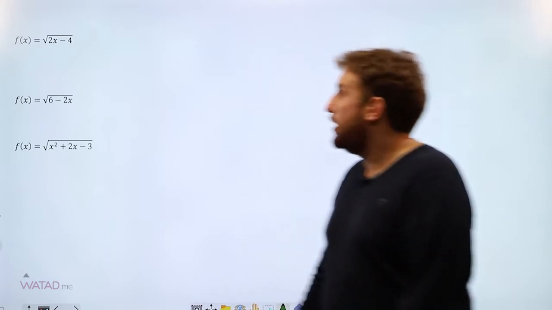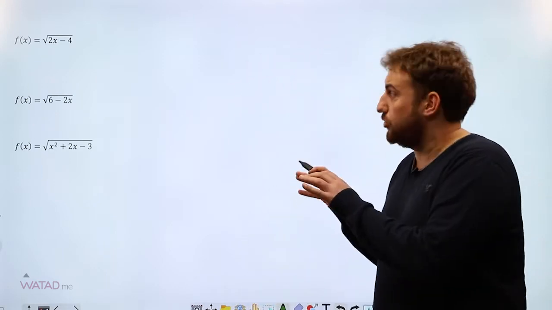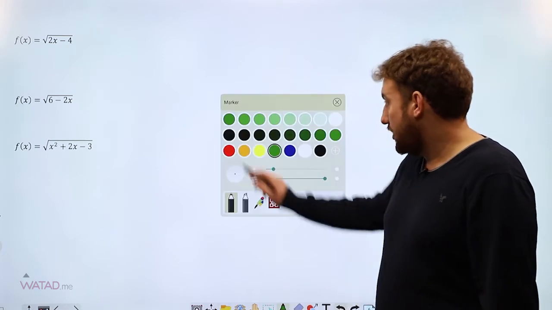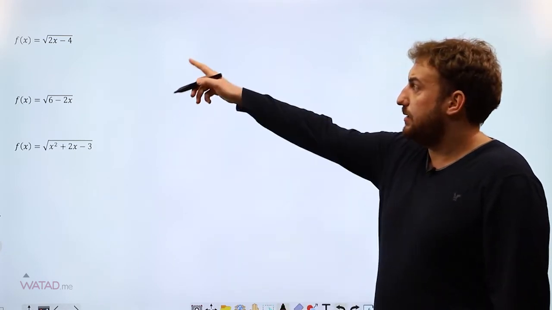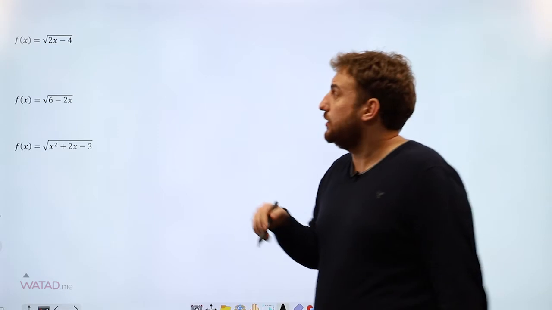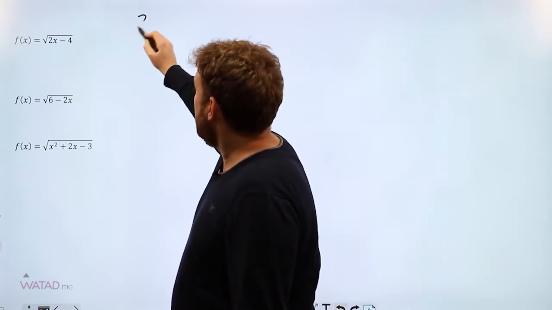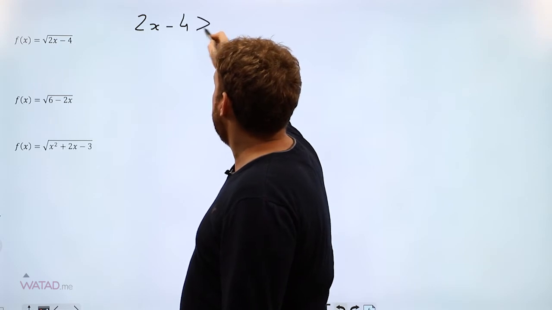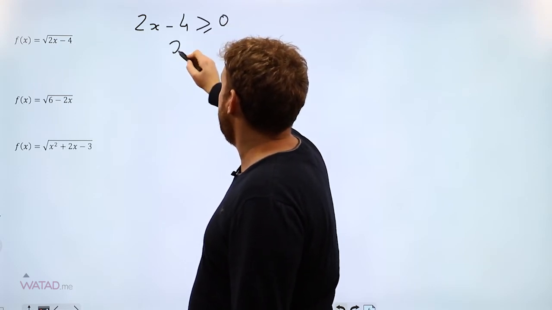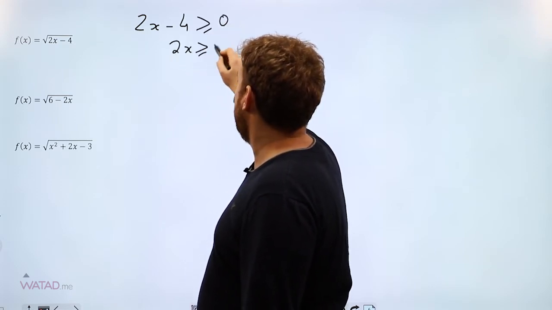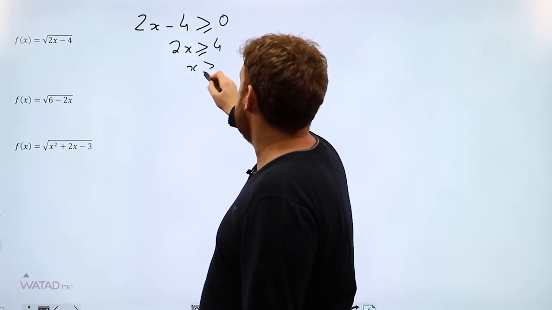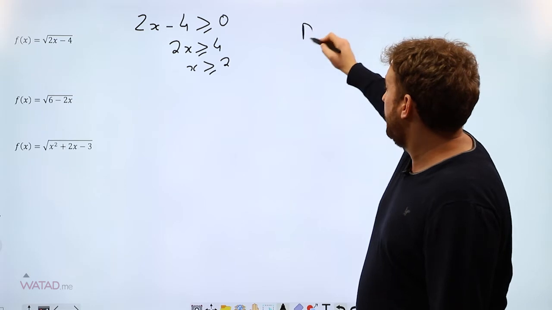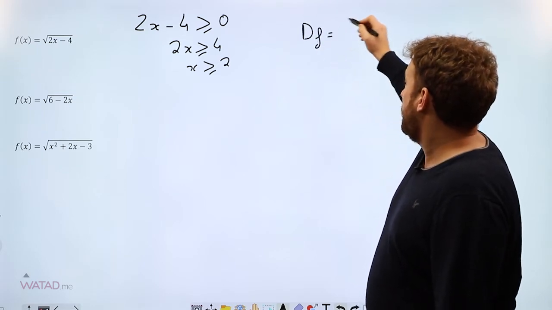Let's continue. Now, this is the second sort of examples when you have radicals. So you should pay attention. Whenever you have radicals, the interior of the radical should be bigger than 0. So here, 2x minus 4 should be bigger than 0. You have to solve this. 2x is bigger than 4, and x is bigger than 2. So the domain of definition of this function f will be from 2 to plus infinity.